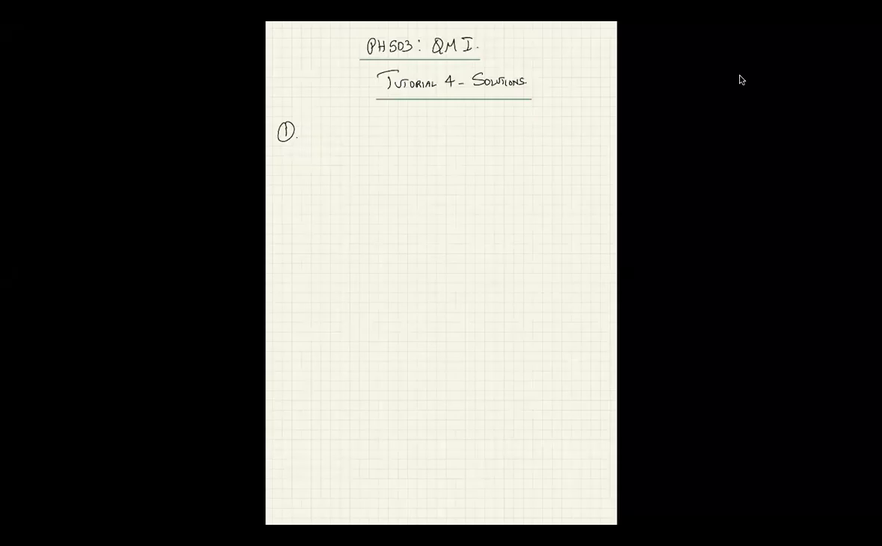All right, so let's start working out the solutions to the fourth tutorial. Let me start with the first problem, which is actually a very instructive and very important problem that will teach you how to approach the postulates of quantum mechanics.